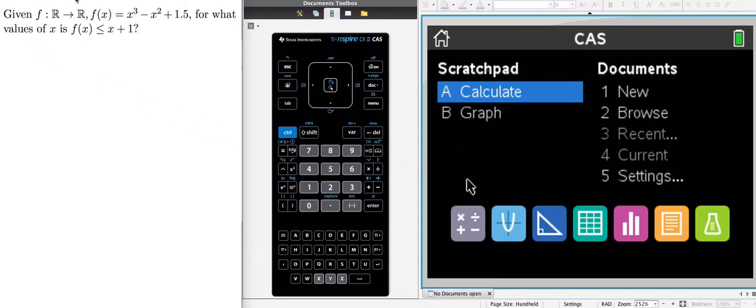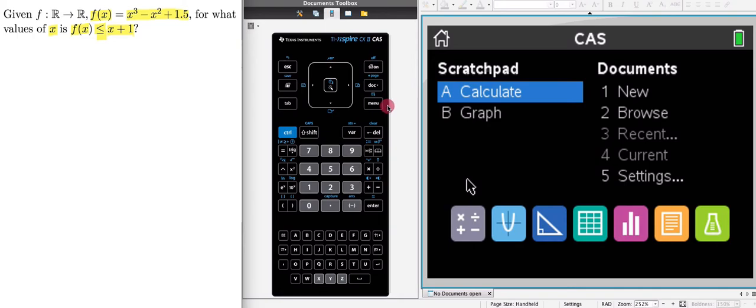So we have this question before us, in which we've been given a function, which is f of x equals x cubed minus x squared plus 1.5. And what we need to do is find for what values of x is f of x less than or equal to x plus 1. So we're going to answer this question graphically.